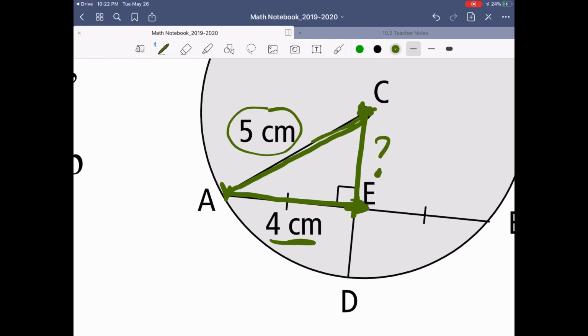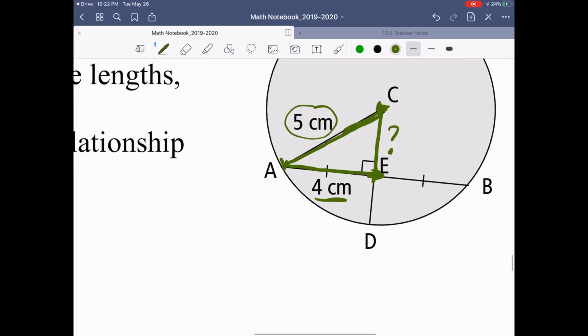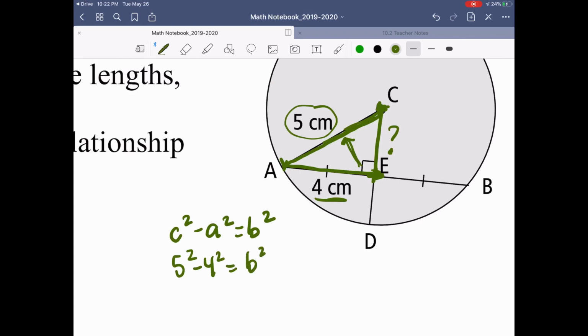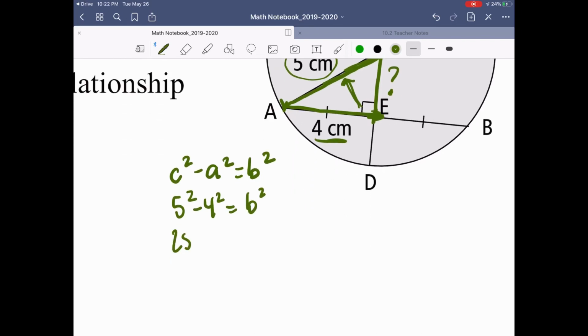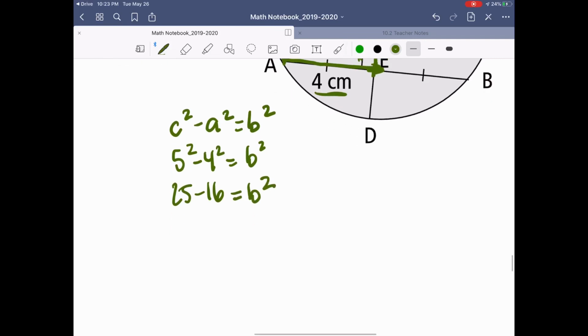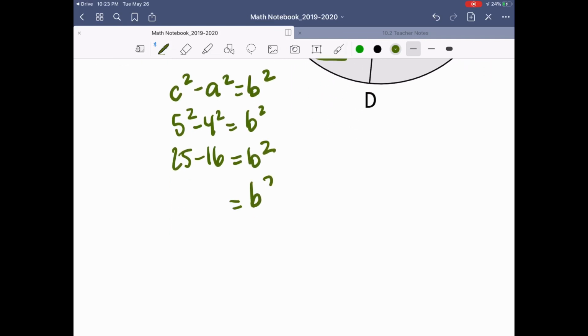We have a right angle triangle. We can use Pythag to do it. So here we have C squared minus A squared equals B squared. Remember, the C side is always the one that's directly across from the 90-degree angle. So 5 squared minus 4 squared will equal B squared. So 25 minus 16 equals B squared. So B squared will equal 9.